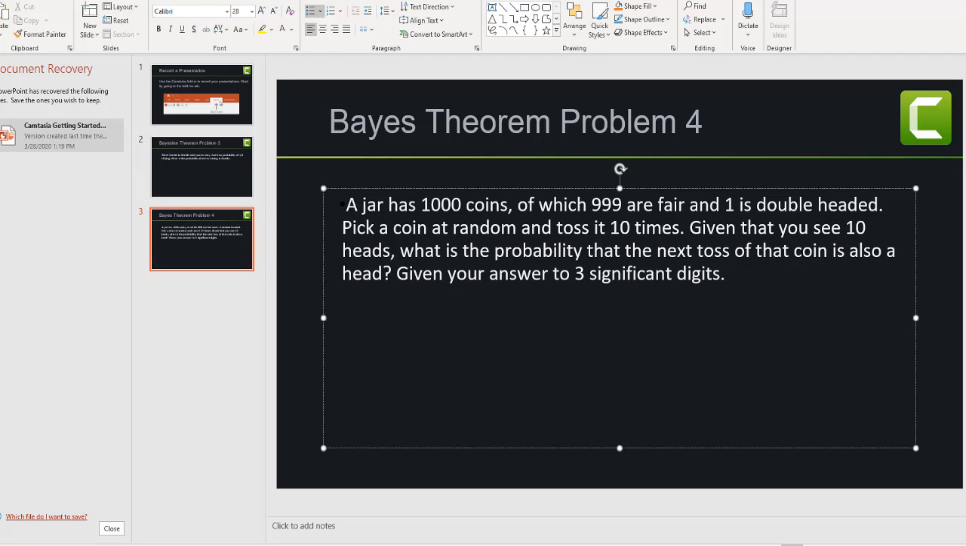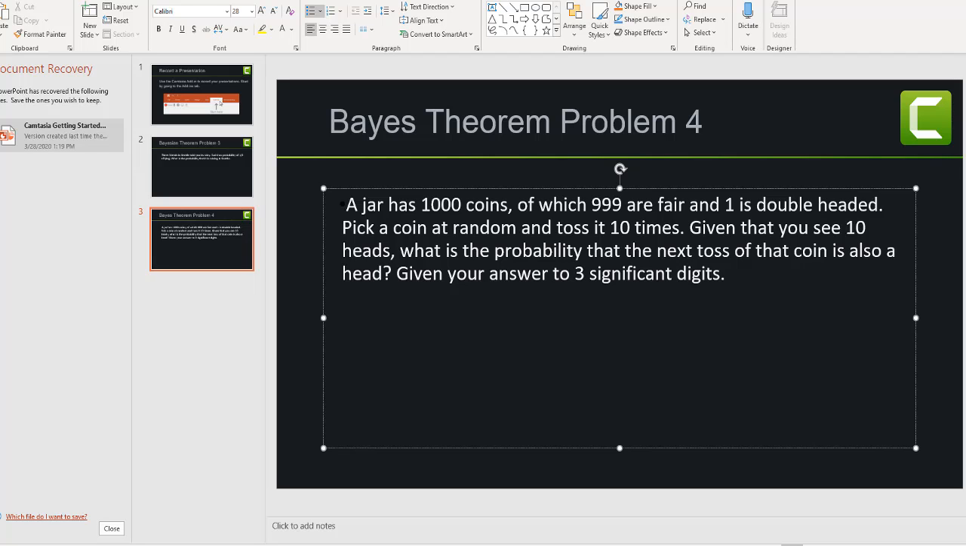Hello everyone. Today we are going to solve Bayes theorem problem number 4. So let's read the problem. A jar has 1,000 coins, of which 999 are fair and 1 is double-headed. Pick a coin at random and toss it 10 times.